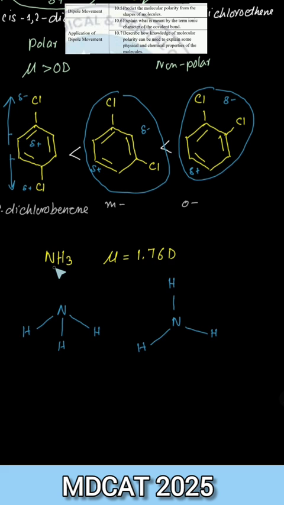Looking at the ammonia example, ammonia has a dipole moment of 1.76 D, and we are asked which shape for ammonia is correct. This dipole moment value shows that ammonia is a polar molecule. Again, dissect the shape into vectors. Nitrogen is more electronegative, and all three hydrogens are less electronegative. If you draw the vectors, they move in this direction, so according to this shape the dipole moment should be greater than 0 D.